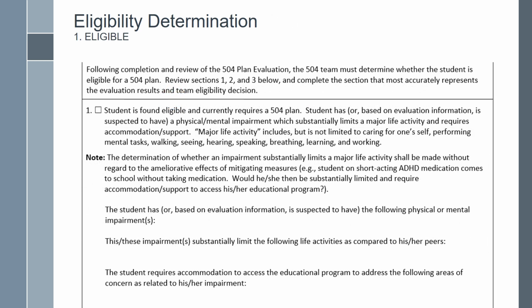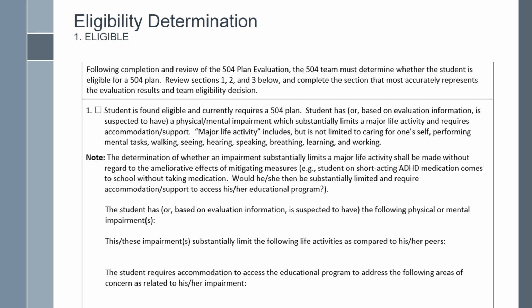Section 1 is completed when the team does find the student is eligible for a 504 plan. This means the team found the student to meet all three eligibility criteria. The 504 coordinator would complete Section 1 by recording the qualifying impairment, the major life activities which are substantially impaired, and the areas in which the student requires accommodation.